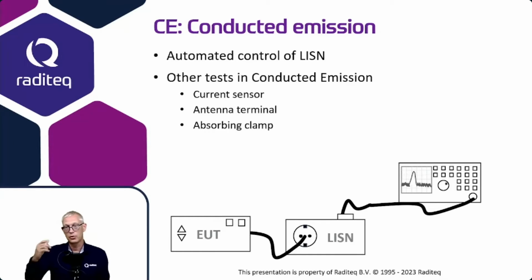And as part of the conducted emission module, we also support measurements with the current sensor. Antenna terminal measurements can be performed where the result is shown in dBm or in power values. And the absorbing clamp is also supported, even with automated control of the absorbing clamp along the power supply line, all available and easy to control.